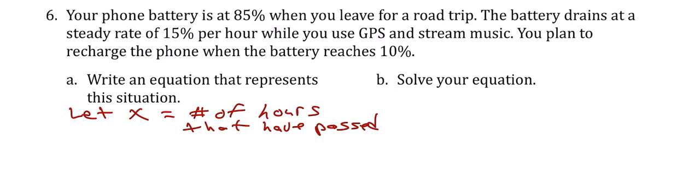Now we have to write an equation that represents the situation. So at the beginning, we have 0.85, which really means 85% or 85 100ths. So this is the charge on our battery at time 0 when no hours have passed. Now, every time an hour passes, we lose 15%, which we know is 15 100ths, or the decimal 0.15, times the number of hours that have passed.